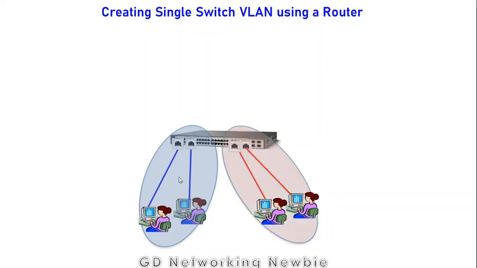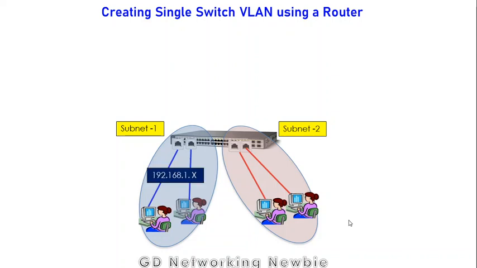So these are the ports which are members of this VLAN, and these are the ports which are members of this VLAN. The first VLAN is in subnet 1. The second VLAN is in subnet 2. It means they are in different subnets. For the first VLAN, we use this IP address, and for the second VLAN, we use this IP address. So I hope you know something about IP addresses. So you can see these are in different subnets.